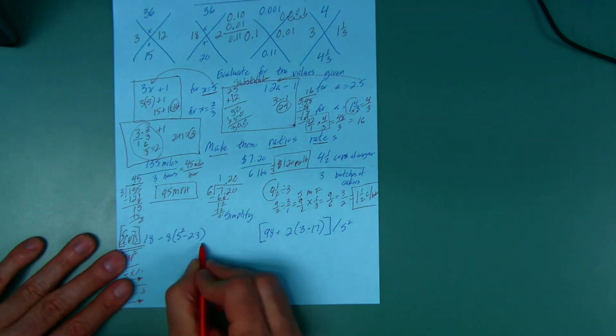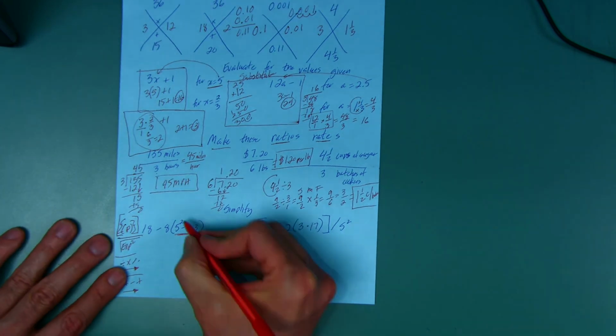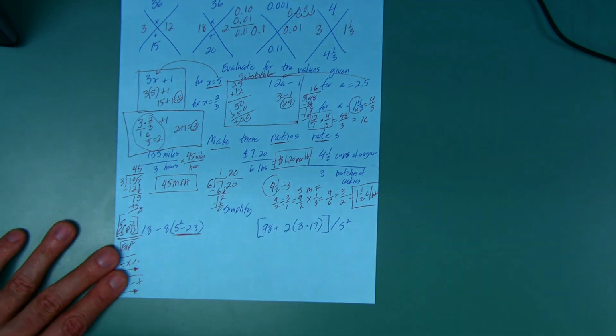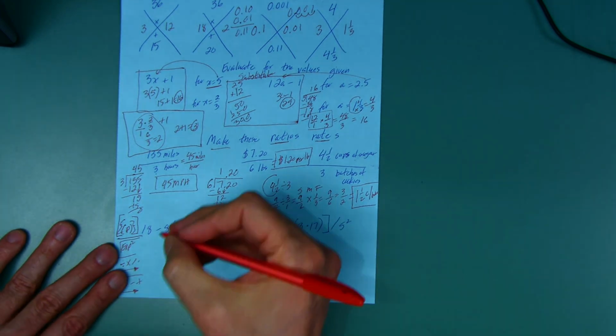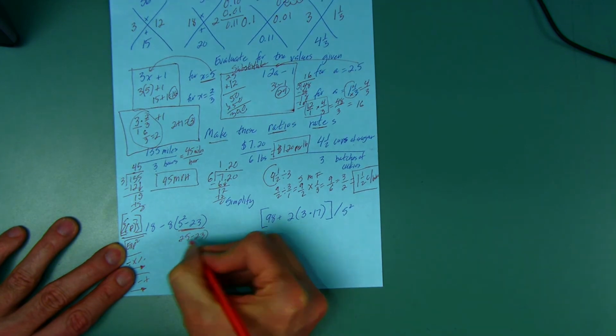What do we have here? We have an order of operations problem. I'm going to do this parentheses first. Inside that parentheses, I have exponents and subtracting. What am I going to do? Exponents. Now, 5 to the second power is not 10. It's 5 times itself that many times. So this is 25 minus 23.